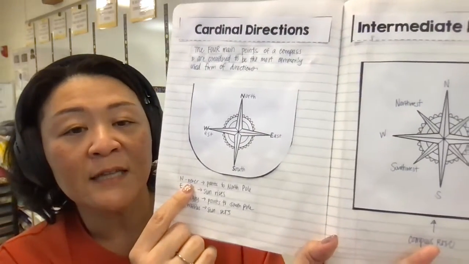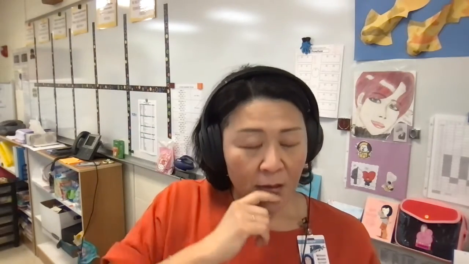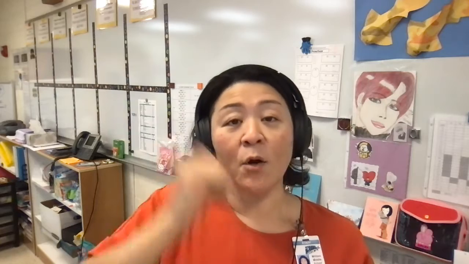What you need to know is that the N, north, always points to the North Pole. So wherever you're at, if you have a compass and it's pointing north, that direction is the North Pole. Okay? Conversely, opposite, the south point is always pointing to the South Pole. Okay? To help you remember east and west, you can remember that the sun rises in the east and sets in the west.